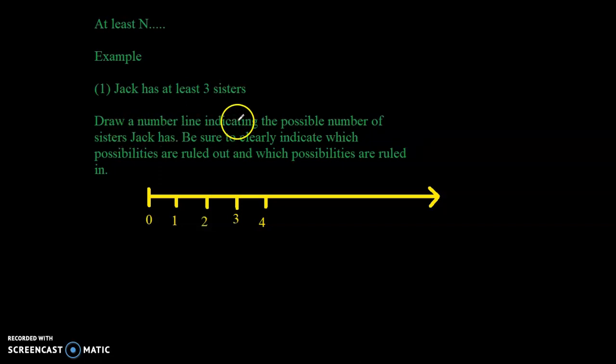Draw a number line indicating the possible number of sisters Jack has. Be sure to clearly indicate which possibilities are ruled out and which possibilities are ruled in. So you're assuming this is true, and I've got you started here with your number line. I want you to indicate which possibilities are ruled in and which are ruled out, provided that this statement is true. So pause now and see if you can figure that out, and we'll come back together and do it together.